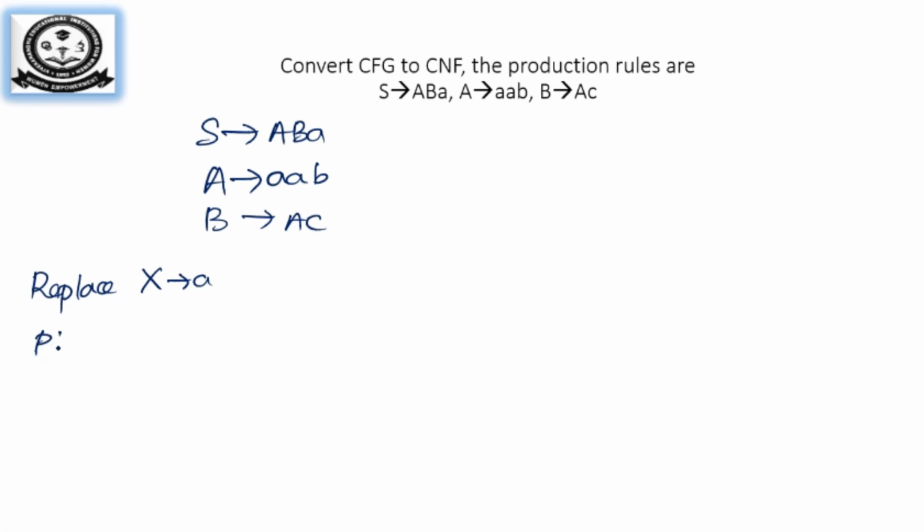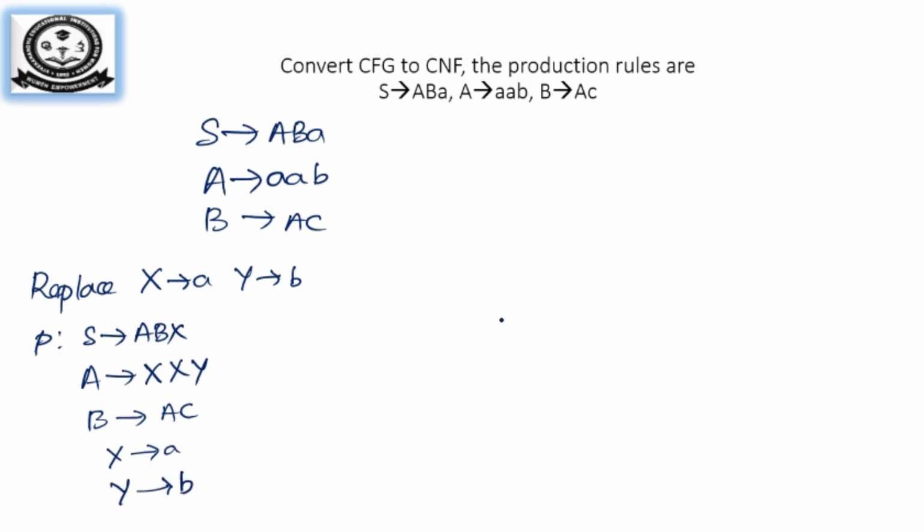So your production rule will change into S tends to ABX, and A tends to, you can also have B as Y. So you will have capital X and Y. Then finally B tends to AC, X tends to A, and capital Y tends to B. Now you can see we have three-letter combinations, so these two productions must be replaced.